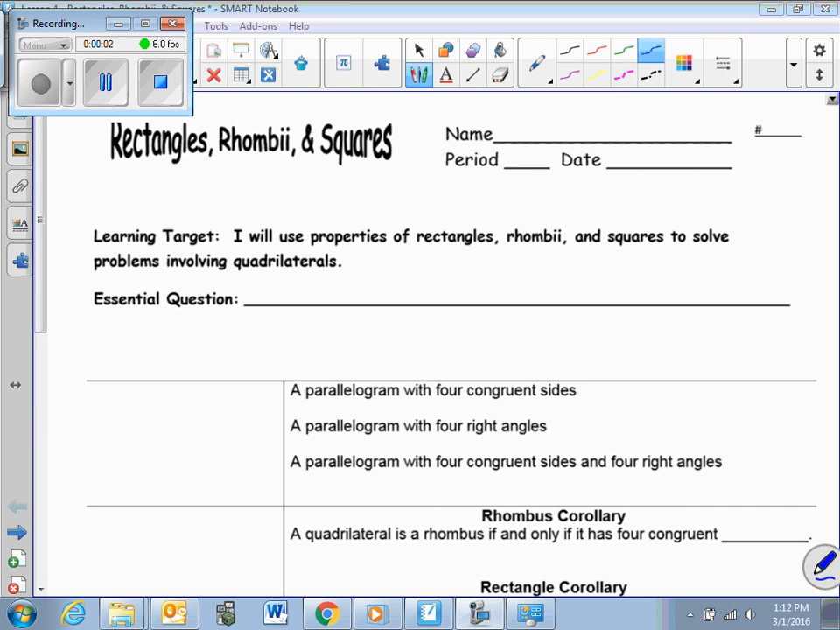Today's lesson is on rectangles, rhombi, and squares. Some of you may have thought the plural of rhombus is rhombuses, and you're actually not wrong in thinking that. Either one, rhombi or rhombuses, is acceptable to use as the plural of rhombus. Just a little bit of trivia there.